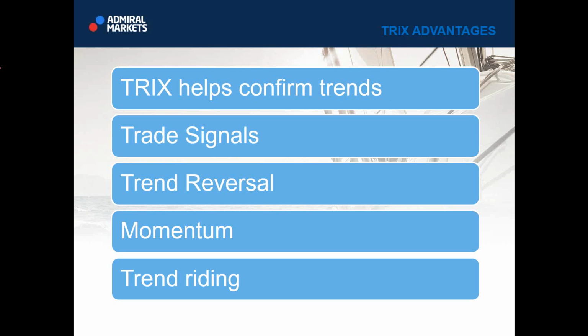TRIX divergence. Well, guys, you know about divergence, but let us confirm once more. Bullish divergence is when the price makes a lower low, this is the bottom, but the TRIX makes a higher low, and you will see a higher low.